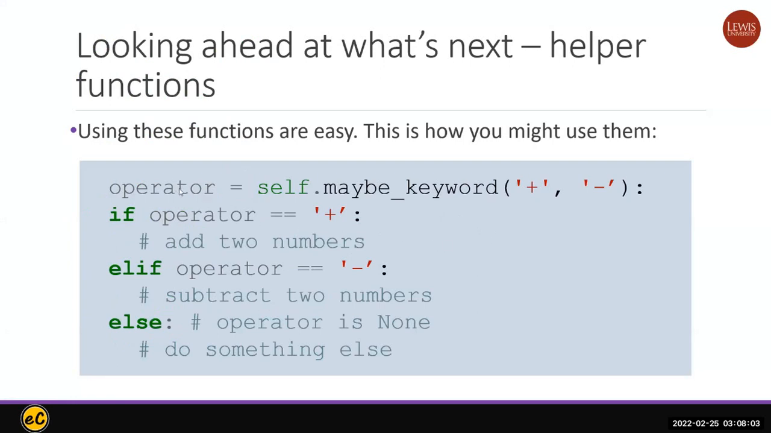Okay. So operator may be plus or minus. If your operator is plus, you add two numbers; if it's minus, you subtract. Maybe keyword plus and minus. If operator, that would be the return. If it's successful, you will use a plus, so you actually perform the operation. If none, then you will do something else.